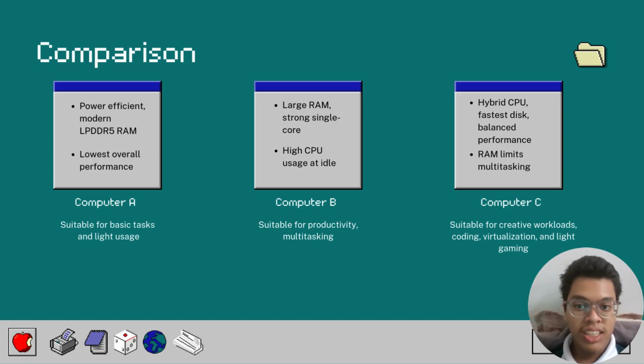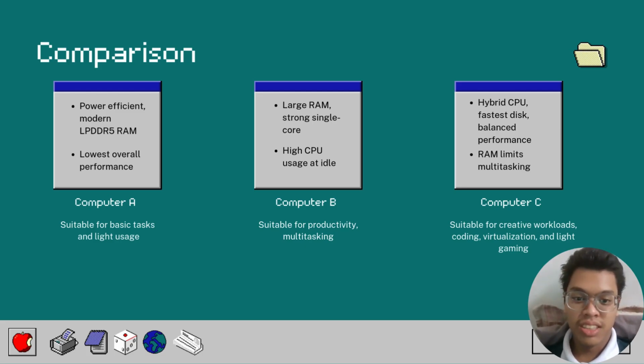Meanwhile, for computer B, large RAM, strong single core. However, high CPU usage at idle, meaning like you're not doing anything on your laptop, it's still running in the background, working hard. So it's not going to have really much of a long lifespan.